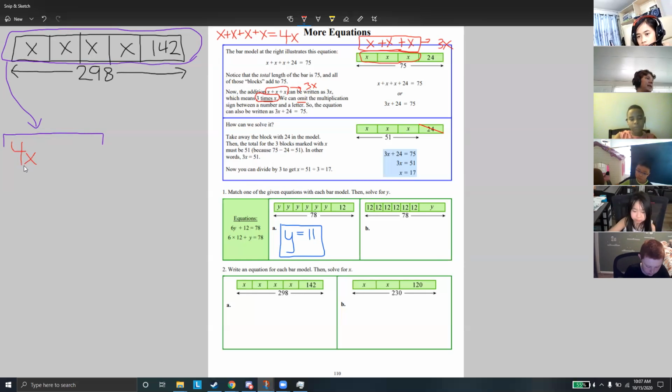And then finally, we have 142 being added to 4x. So 4x plus 142. So that is one side of the equal sign. So I'll draw my equal sign now. That's one side of the equal sign.